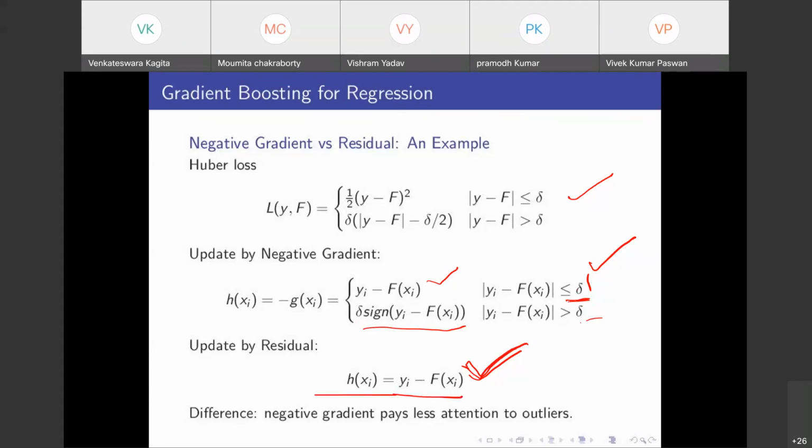So if you update based on the residual, it pays too much attention to the outliers. If you pay too much attention to the outliers, you will mess up the original model, so it may lead to erroneous results. You try very hard to incorporate these outlier points into the model, which degrades the overall performance of the model. Whereas if you update based on the negative gradient, you will not be paying too much attention to the outliers.